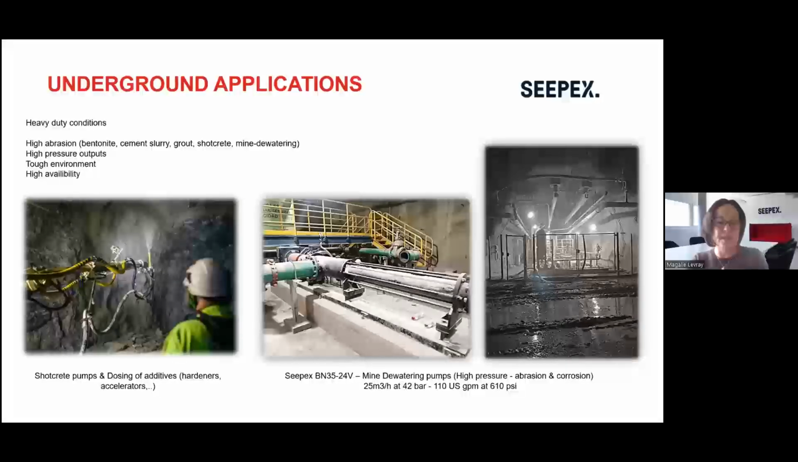Here you see that these mine dewatering pumps are installed in Chile. They're working at 42 bar, and we have 6 pumps installed at different levels: 2 at the deepest level, 2 at an intermediate level, and 2 others at the most shallow level in the mine.